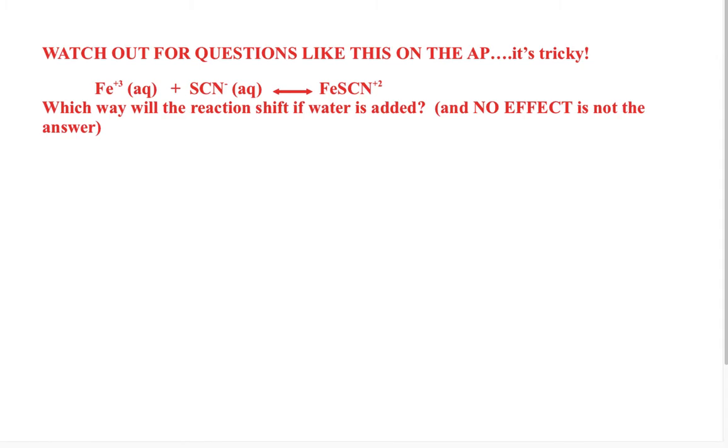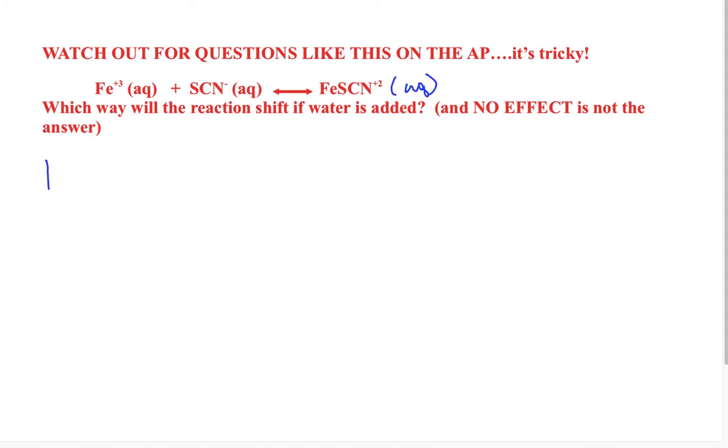If I were to add water to this reaction, what would your normal inclination be about what happens? No effect, right? Everything's diluted, so the ratio doesn't change. It actually does change. Whenever you see an aqueous solution like this, with ions in it, and this is aqueous as well, this is the lab you did yesterday, anything that's aqueous is going to be affected. How it's affected depends on how many reactants and products are aqueous.